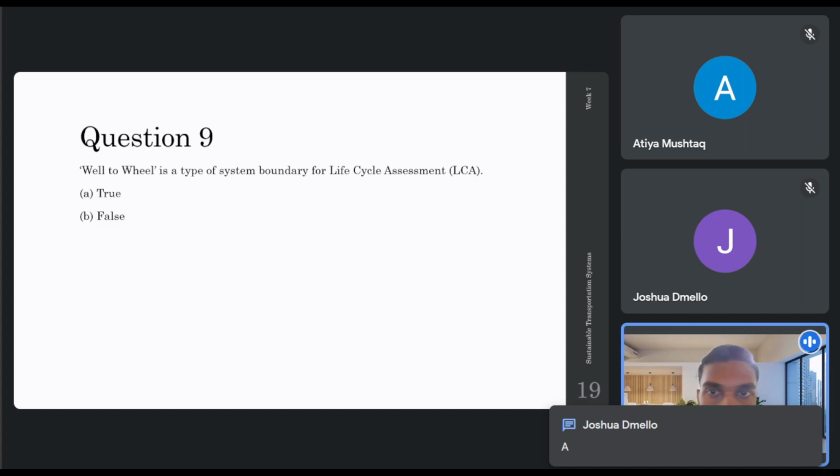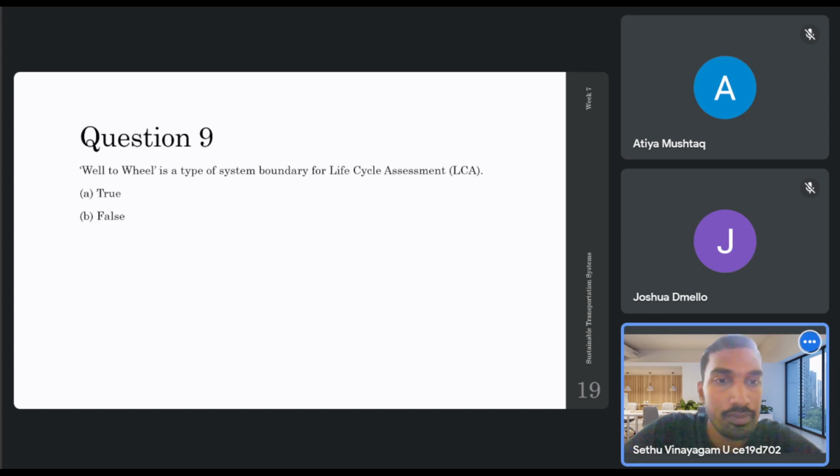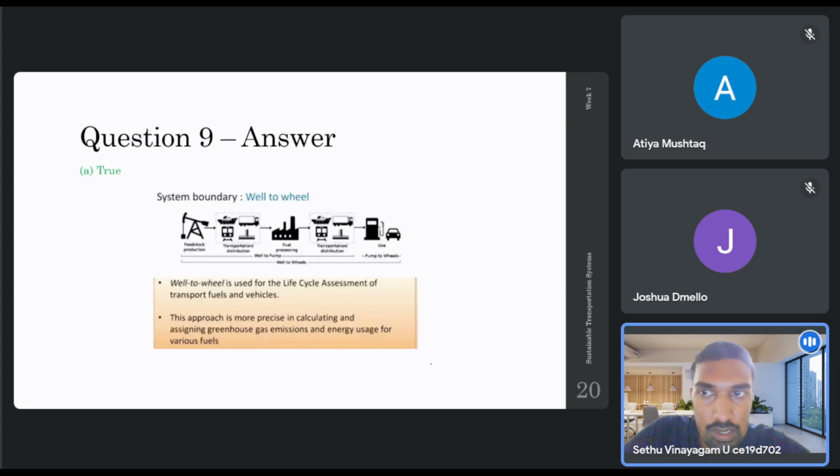Yeah, we have one vote for option A. Okay, any other answers? All right. So the right answer is option A, that the given statement is true. Well to wheel is one of the system boundaries of LCA.